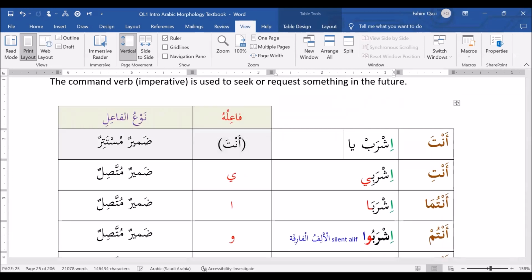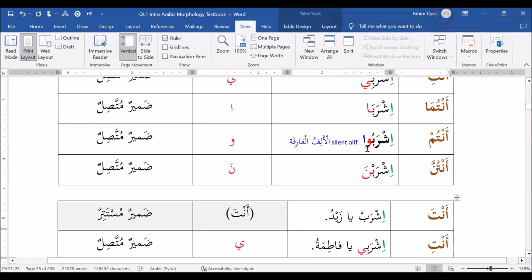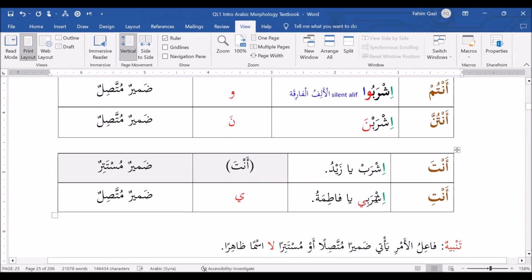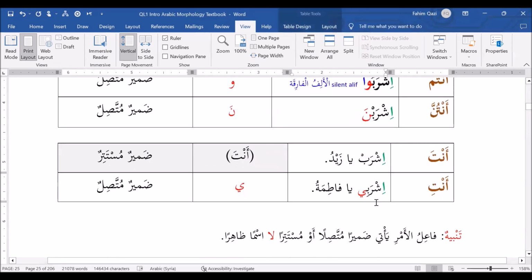So just because I added ya Khalidu or ya Zaydu, it doesn't mean the fa'il is now what's after the word ya. No. What's after the word ya is called vocative or al-munada, but we will not worry about that at this level, inshallah. We'll talk about it later on in the Quranic Linguistics series.